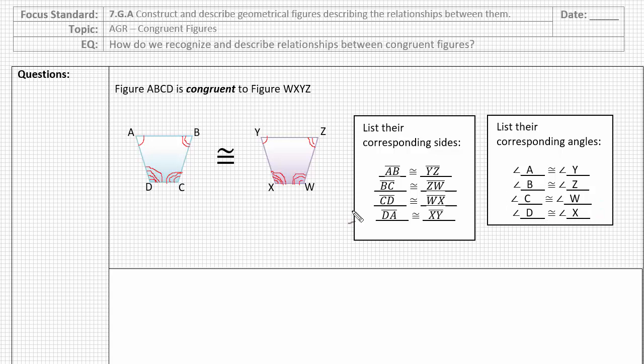So for two figures to be congruent, they have to be the same size and the same shape. And that means once we find their corresponding sides and their corresponding angles, the pieces that match up when we imagine overlapping them will be equal in measure, will be exactly the same. Let's try that with one more shape.